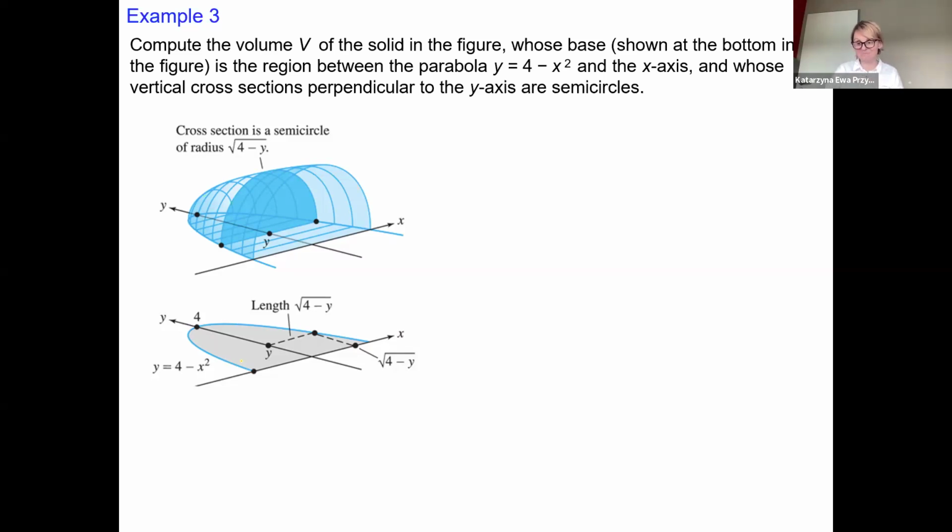Actually, that gray part, we can see that's the base. And on that base, we are creating half of a circle, a semicircle, whose vertical cross sections perpendicular to the y are semicircles. Can you imagine? I didn't draw it. I can draw maybe the next question, but I didn't.